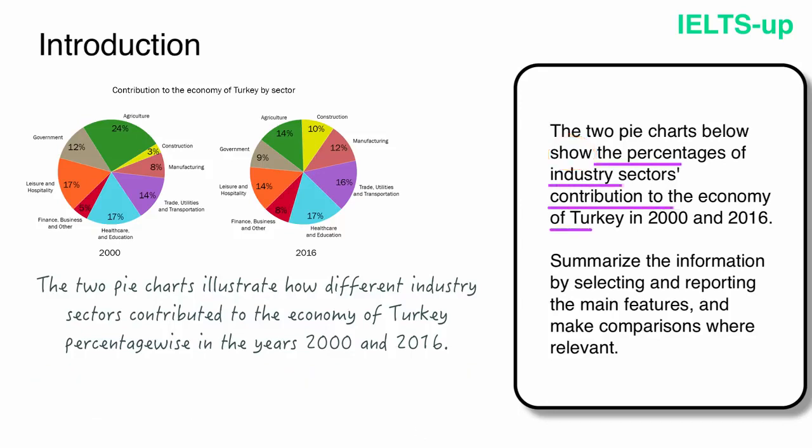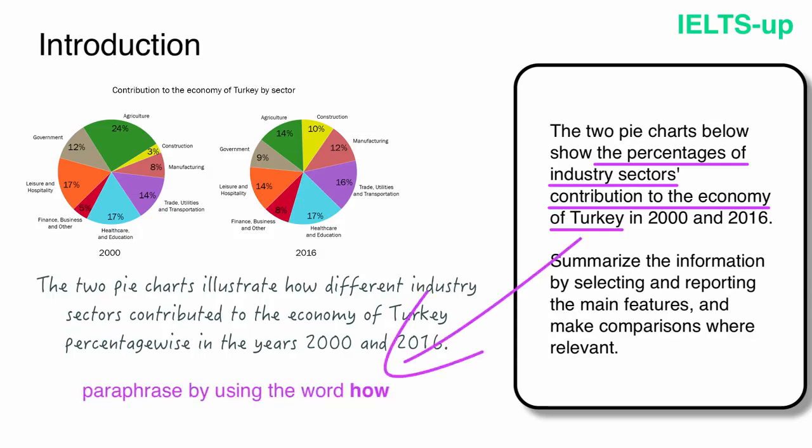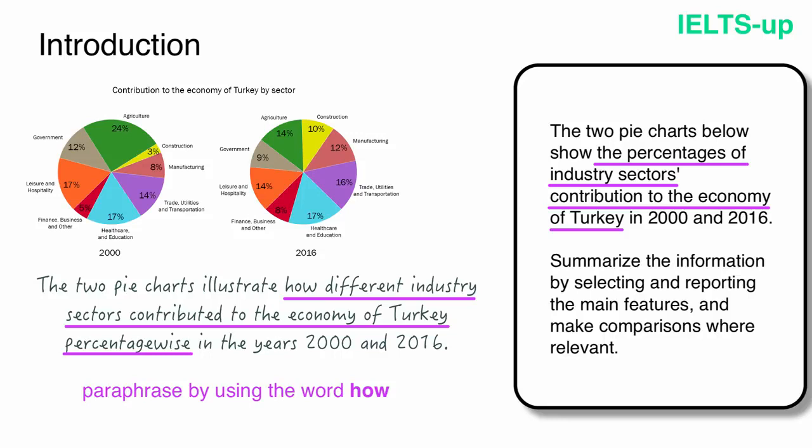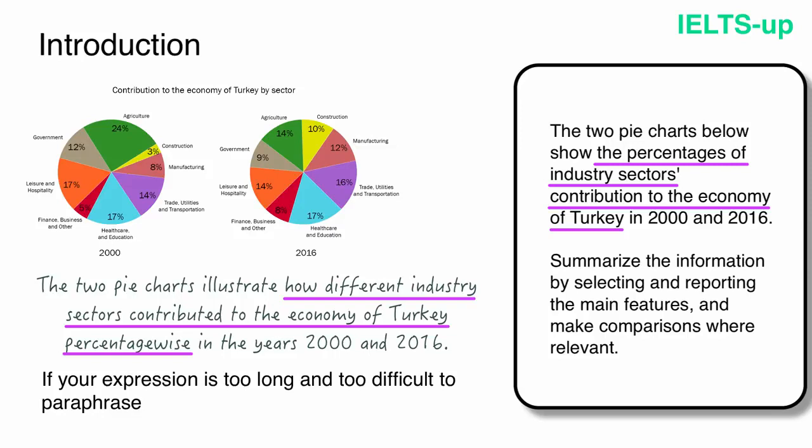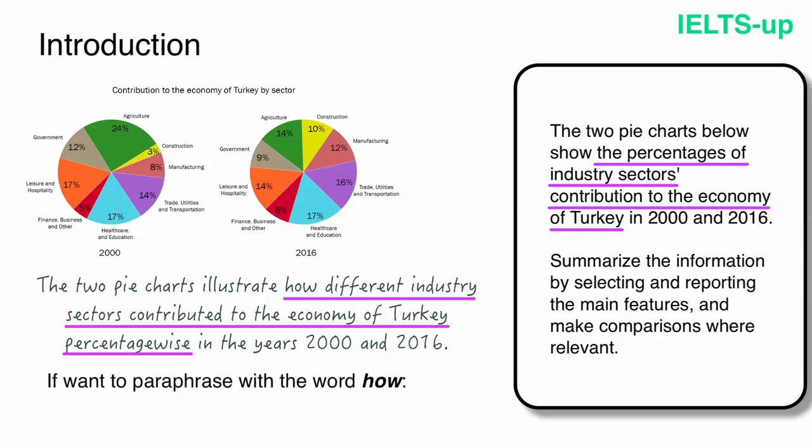Then comes a long phrase, the percentages of industry sector's contribution to the economy of Turkey. I decided to paraphrase it by using the word how. And that's what I've got. How different industry sectors contributed to the economy of Turkey percentage-wise. The word percentage-wise means in terms of percentages. You can see that I used a very nice technique. If your expression is too long and too difficult to paraphrase, you can just use the word how. So, if you want to paraphrase with the word how, then you have to find the action noun. In our case, it is contribution. And change it to a verb. In our case, contributed. And make a new sentence.